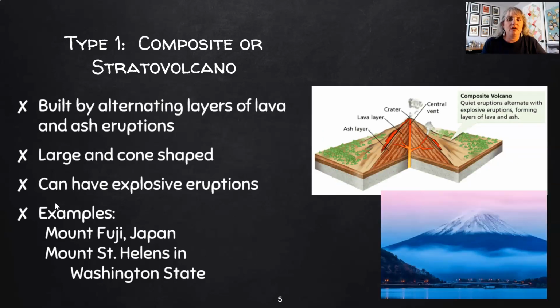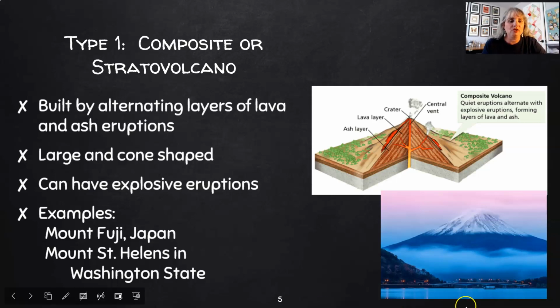The first type we're going to talk about is a composite, or stratovolcano, it's called. So these are built on eruptions that could be a lava eruption and then an ash eruption, and then a lava eruption and then an ash eruption. So those ash and lava layers build up and make the volcano shape. And so they're usually large, cone-shaped mountains. They can be very explosive, and here are some examples.